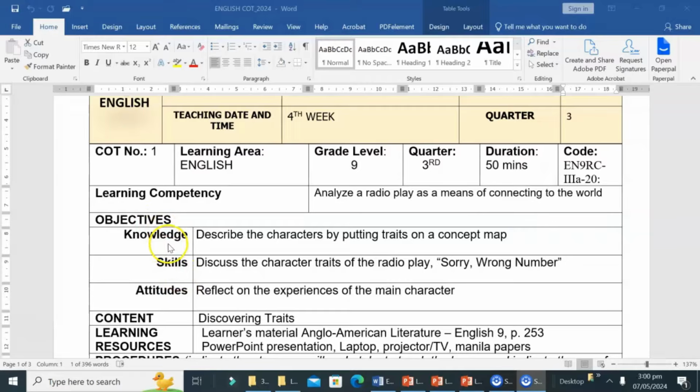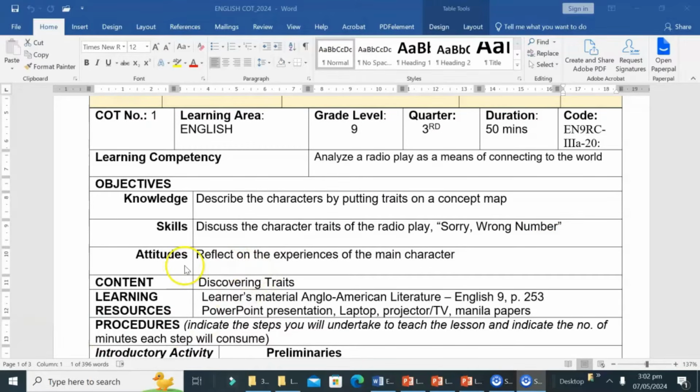So you have there the cognitive or the knowledge. That is of course the key concepts that the students should learn: describe the characters by putting traits on a concept map. Then here is the skill, which is of course the psychomotor. The learner should also practically apply the knowledge that he has learned. So the psychomotor side of this bigger objective is to discuss the character traits of the radio play Sorry, Wrong Number, because we're talking about the one-act play Sorry, Wrong Number.